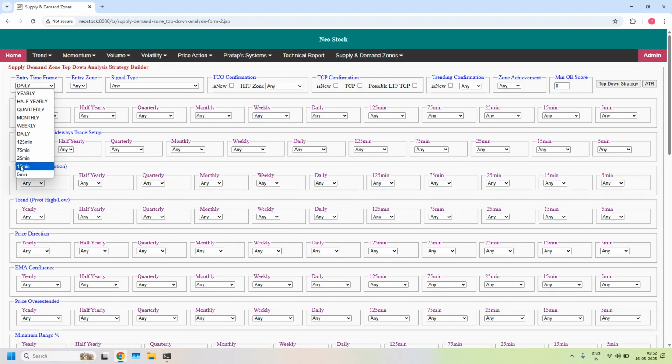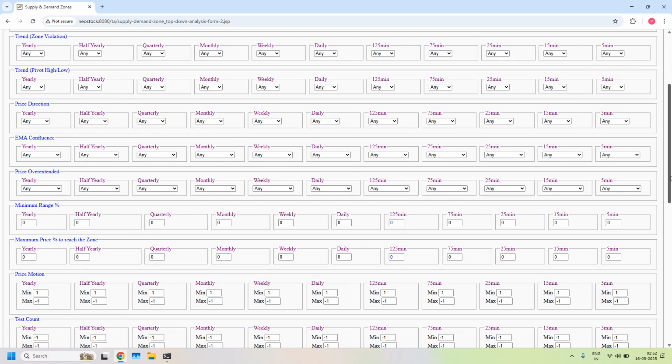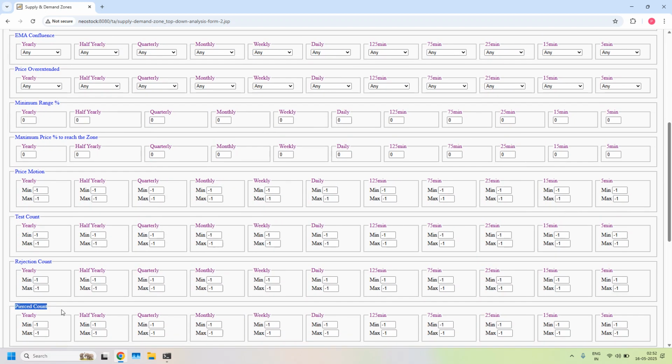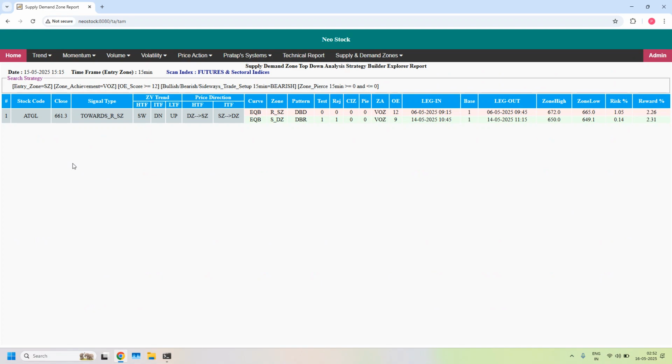Entry time frame 15 minutes, entry zone, supply zone, bullish or bearish or sideways at 15 minutes. I am selecting bearish. Zone achievement VOZ, minimum order enhancer score 12. And also 15 minutes supply zone should not be pierced, and the pierced count at 15 minutes time frame, minimum value 0, maximum value 0. With these filters, we got only one stock. Bearish trade setup for daily income trade, and the entry time frame zone is 15 minutes supply zone.